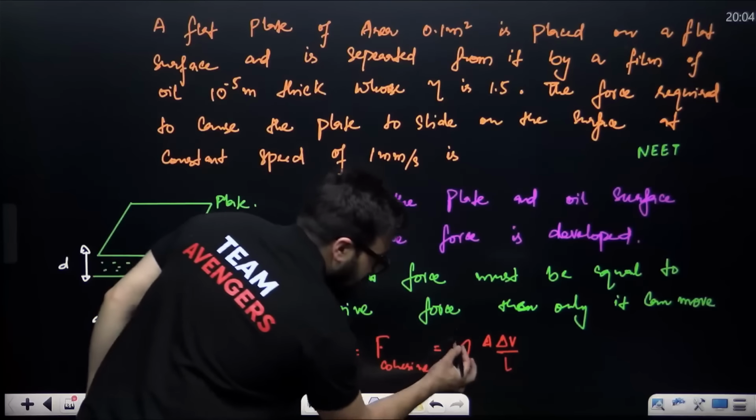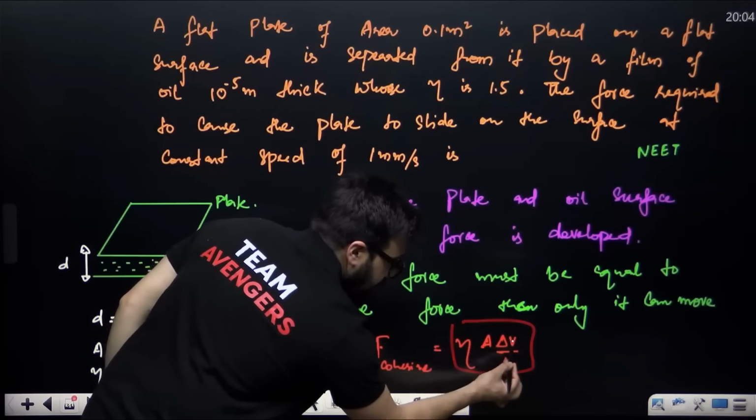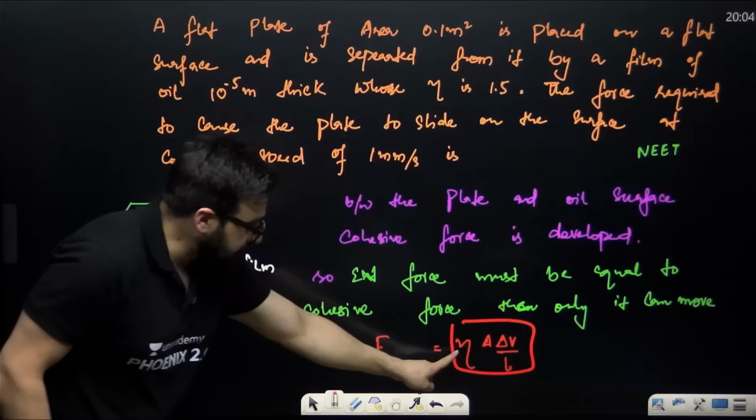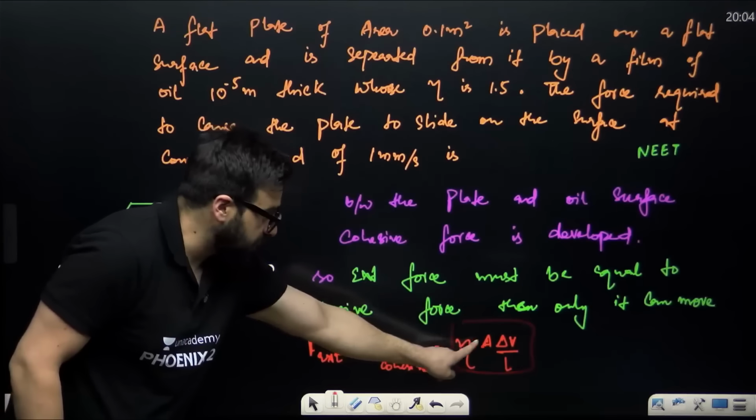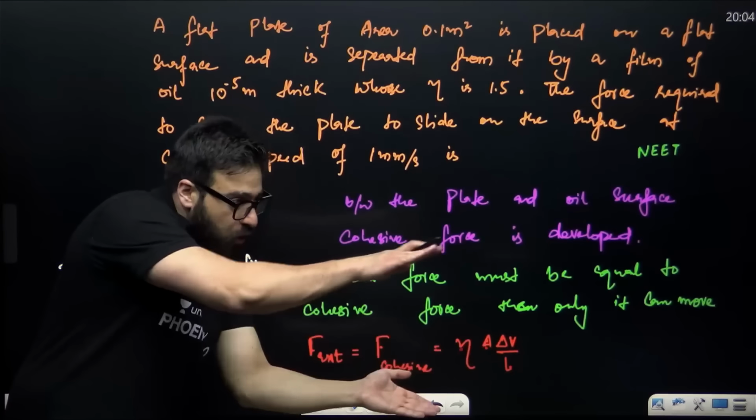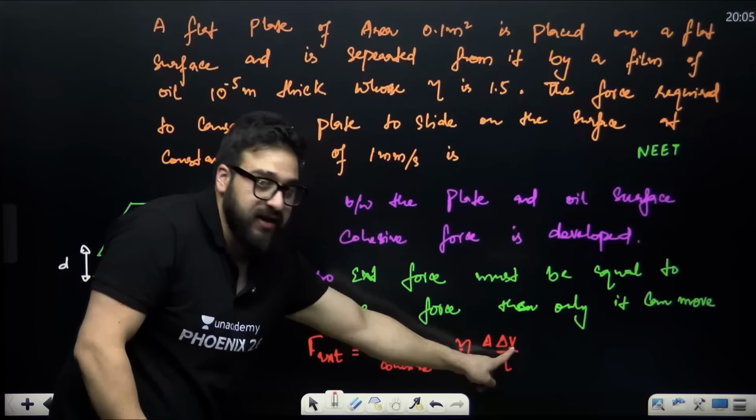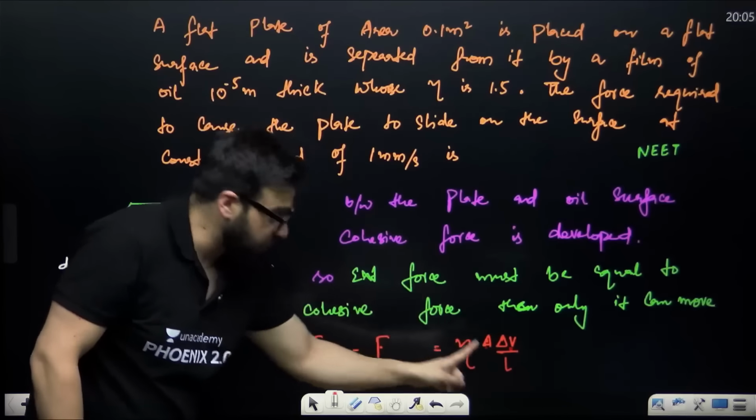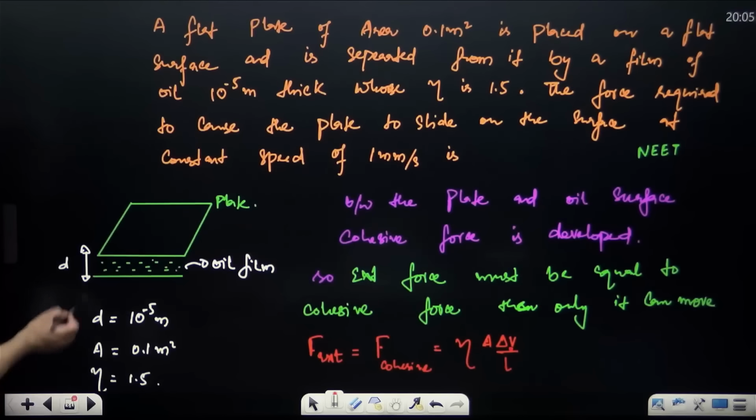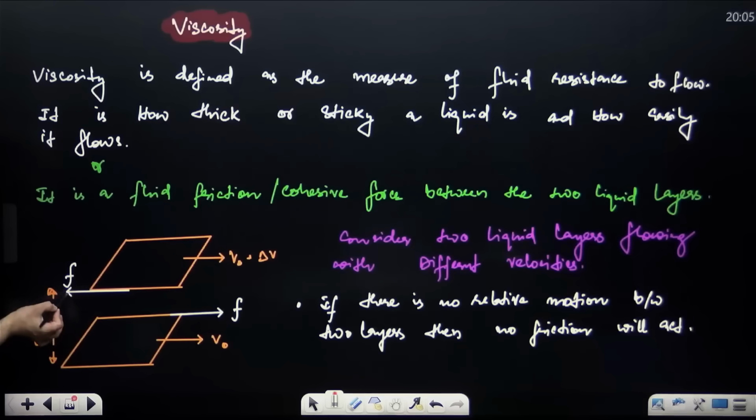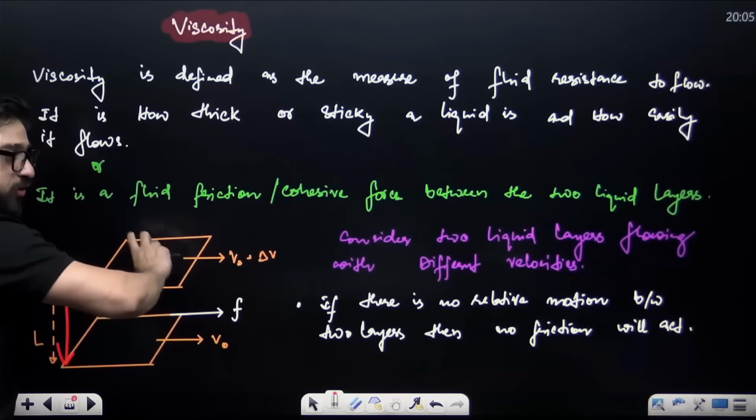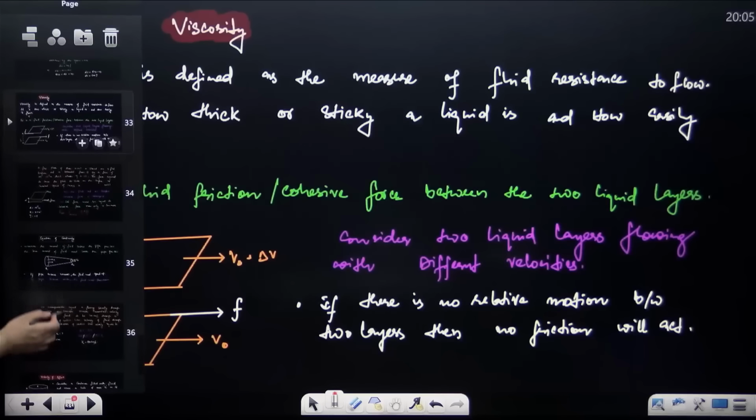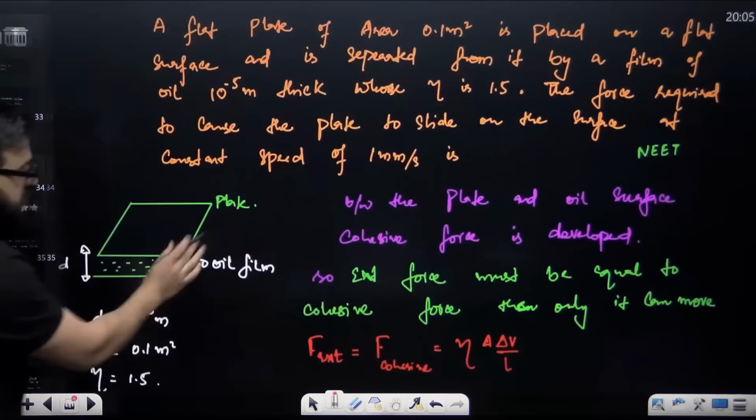Here it is mentioned, that is eta A delta V divided by L, where eta is what we call the coefficient of viscosity, A is the area of this liquid layer, delta V is the velocity with which it is moving, and L is the separation between the two liquid layers. Okay, now there is a question on this basically.